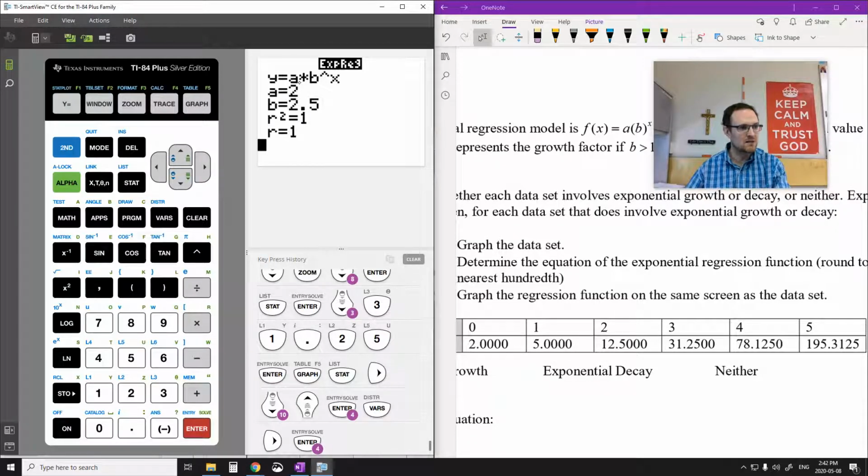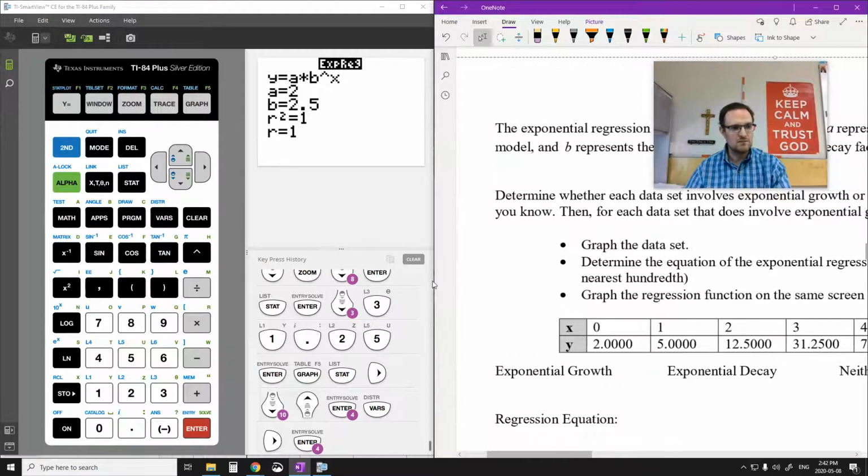Our A is my y-intercept. Remember, that's one of the characteristics we can read from this. And the B is your ratio, what you're timesing by each time to get to the next number. And it's bigger than 1. So that means this is a growth function. We can see from the graph too, it was going upwards.